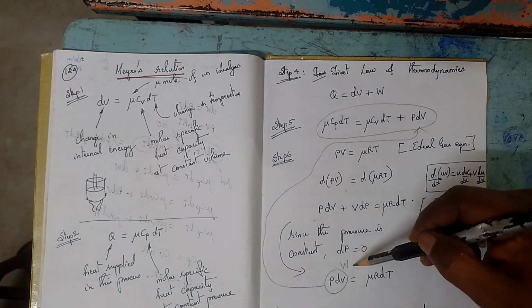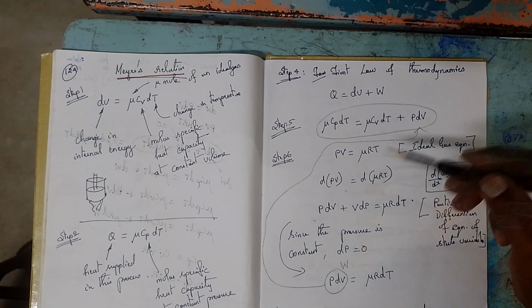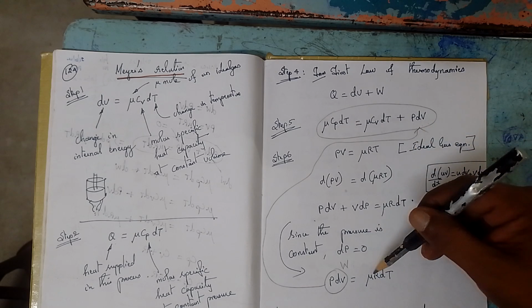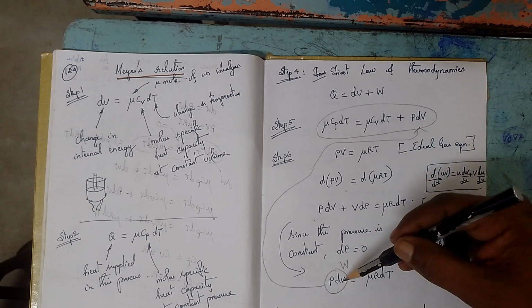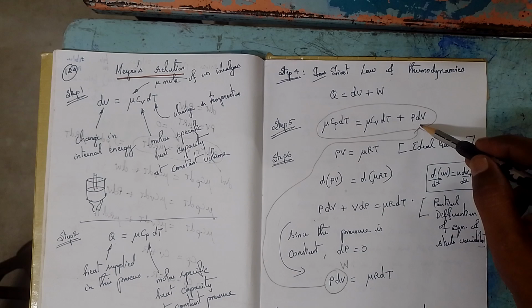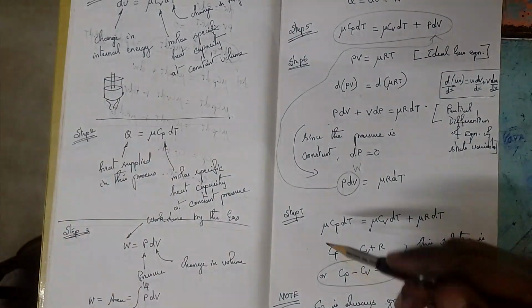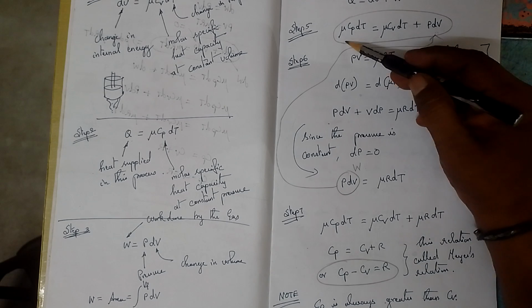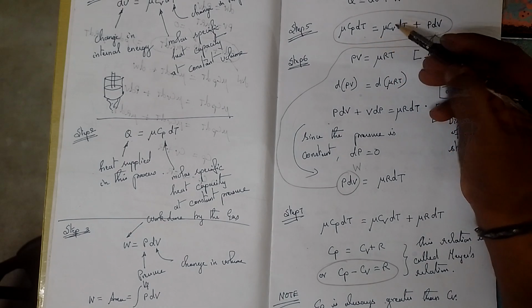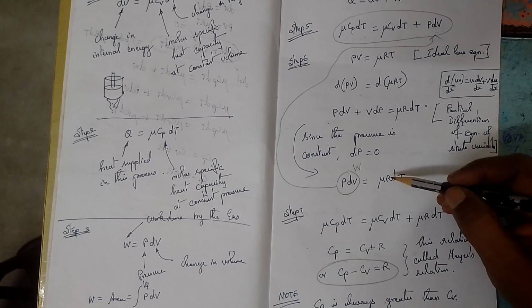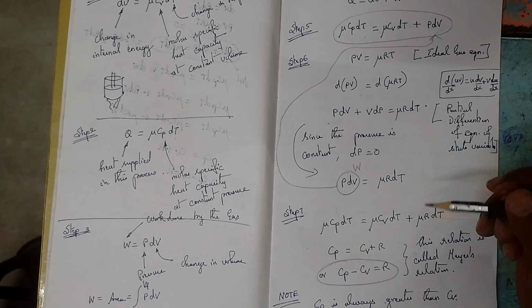P dV is nothing but W. So in place of P dV, which is nothing but W, you can substitute μR dT. This value is substituted here. Step 7 will be μ Cp dT = μ Cv dT + P dV. In place of P dV, you can substitute μR dT.